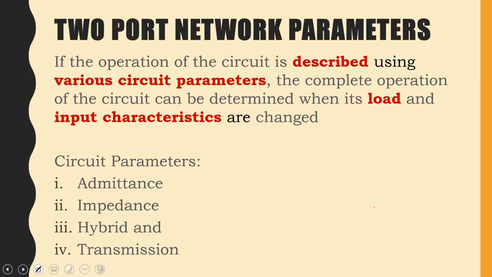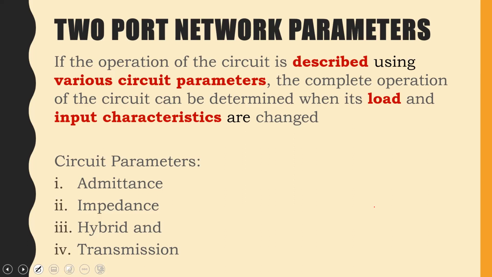All right. So last week, we said that if the operation of the circuit is described using different parameters, we can describe the complete operation when we connect a load or put a certain input. In other words, when we make adjustments to the external circuit, if we have these parameters, we'll be able to say what will happen in these external circuits.